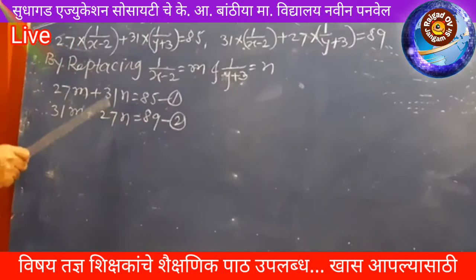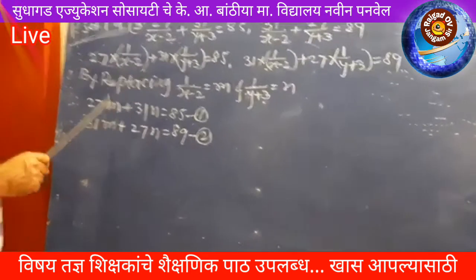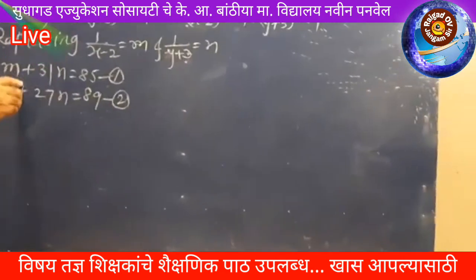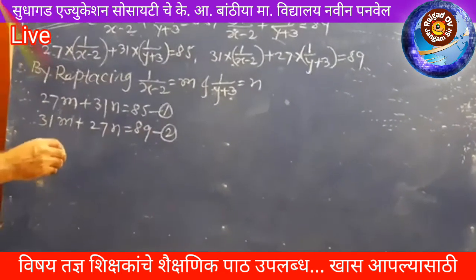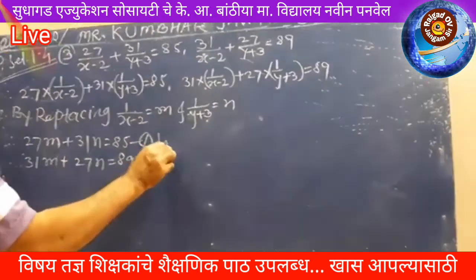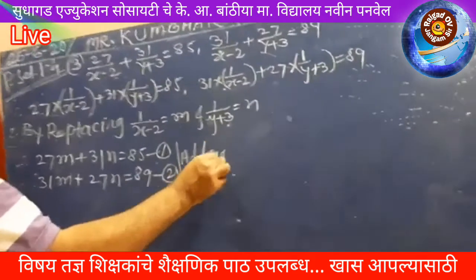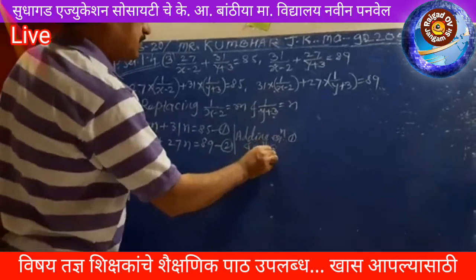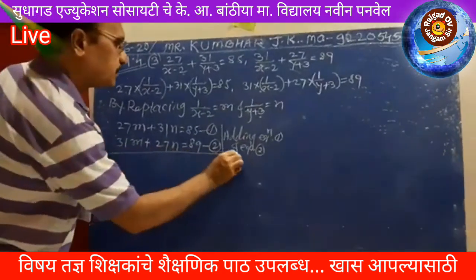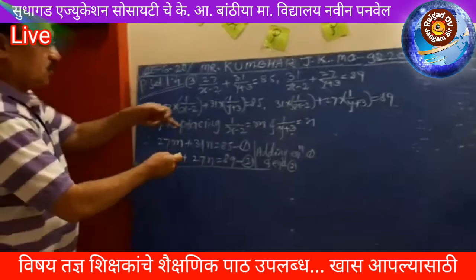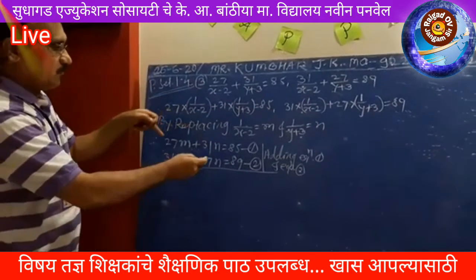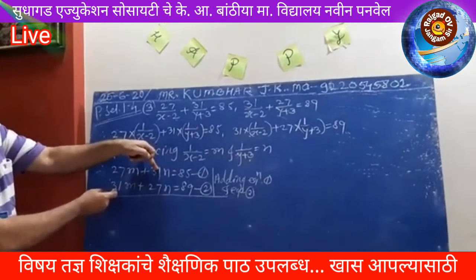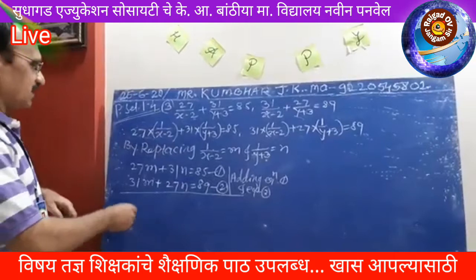See here, observe this, cross coefficients are equal. Cross coefficients are equal, and you know, if cross coefficients are equal, then we can use the adding and subtracting method. First we have to add these two equations. Adding equation 1 and equation 2. Yesterday we have seen this method. If cross coefficients are same, then we can use adding and subtraction method. Very good. And now here coefficients are same.